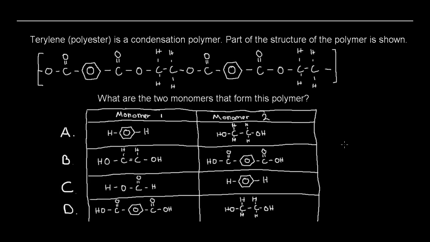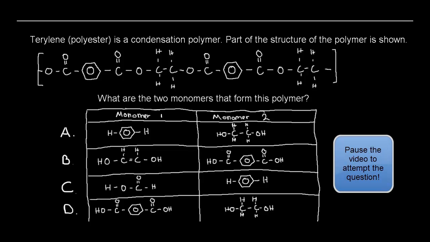I'll read it again and then you get 5 seconds to answer it. Terylene, or polyester, is a condensation polymer. Part of the structure of the polymer is shown. This part here. What are the two monomers that form this polymer? A, B, C, or D? These two. Right, 5 seconds to pause and attempt it yourself.